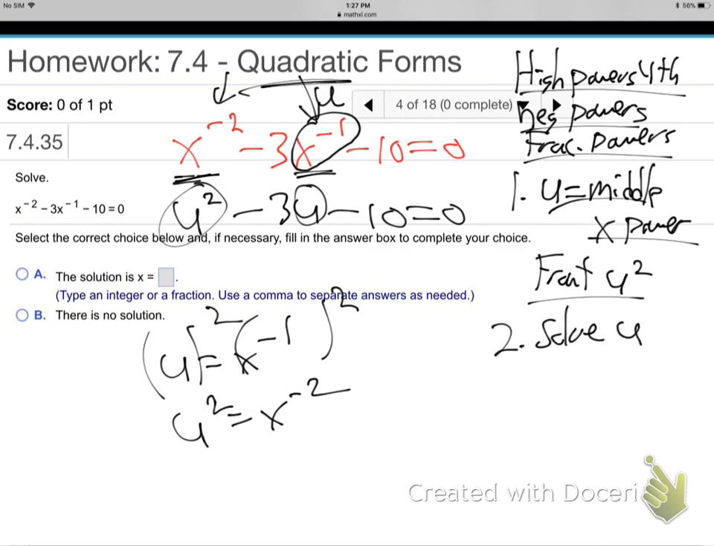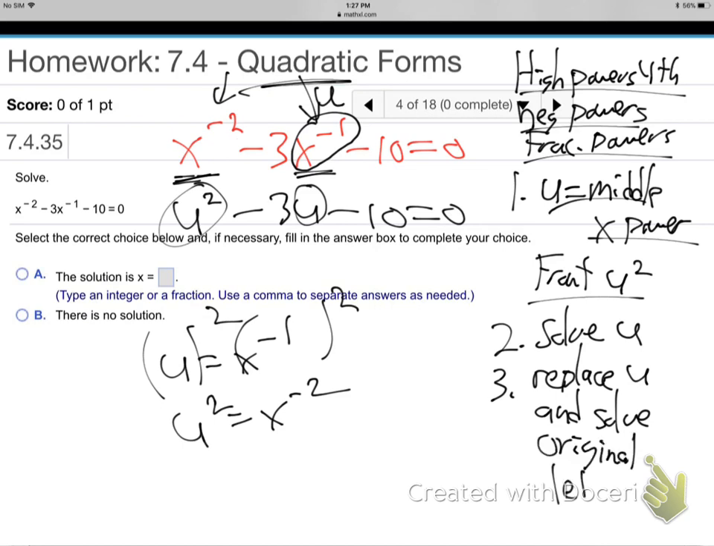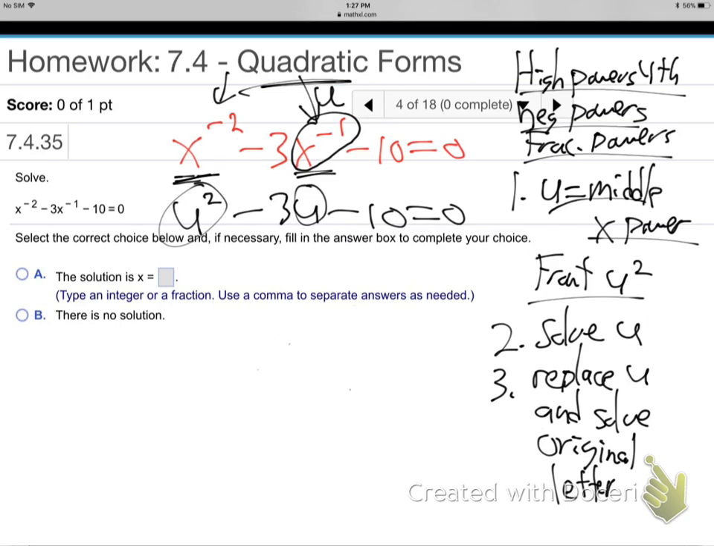Solve for u, then replace u, and solve for the original letter. That's what we do. So let's give that a go. So let me solve this for u now.